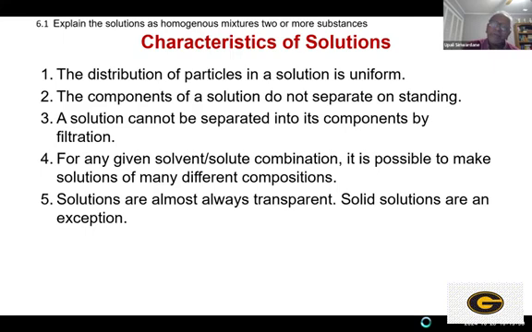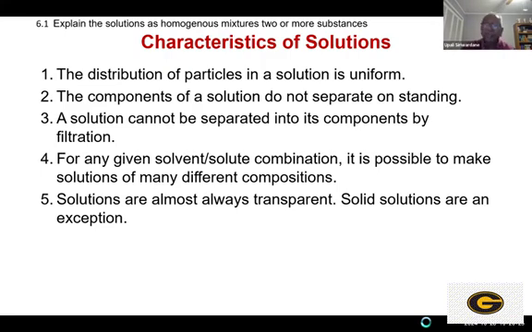Solutions are almost always transparent. Solutions are transparent when they are not colloids. Colloids are the ones this doesn't apply to. The rest of 1, 2, 3, 4 applies. Normal solutions, which have smaller particle size, are transparent.